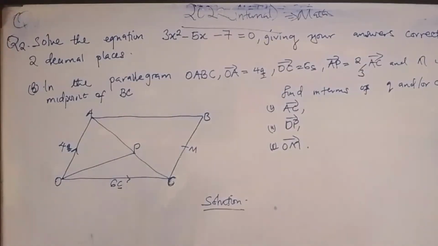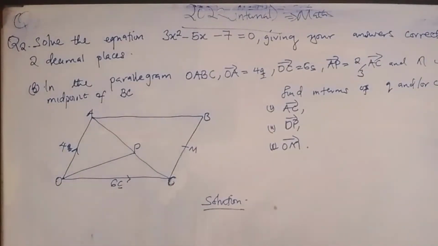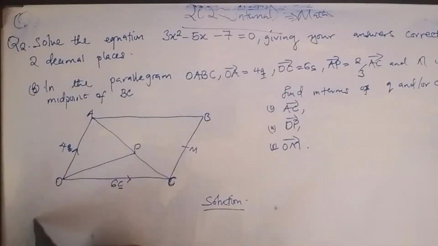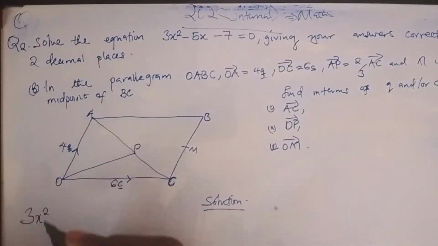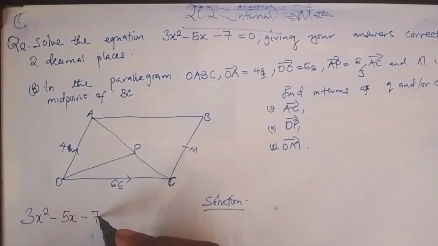So to begin, we'll start by solving first the quadratic equation. So our quadratic equation which we are solving is 3x squared minus 5x minus 7. So this is our first equation which we are going to solve.